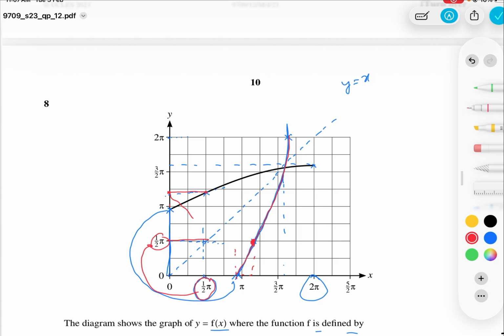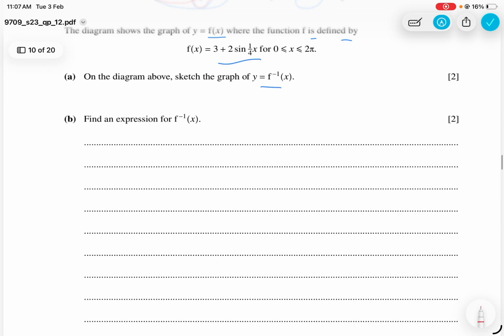Yes, it must be an estimated graph. Okay, and this is the graph of f inverse x. You have to simply make the y coordinate the x coordinate and the x coordinate the y coordinate. Simply that. So if it was 1, 2, make it 2, 1. This is how you reflect on y equals x. Now let us move on to the next question.